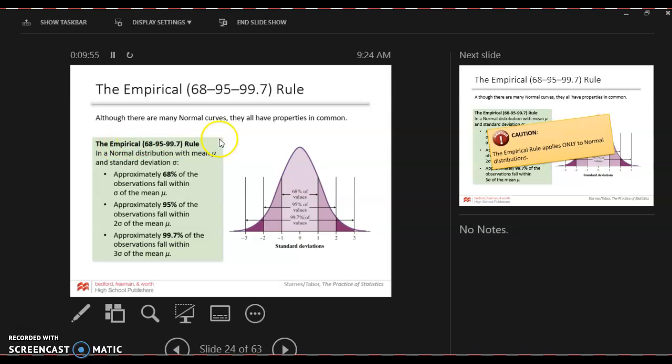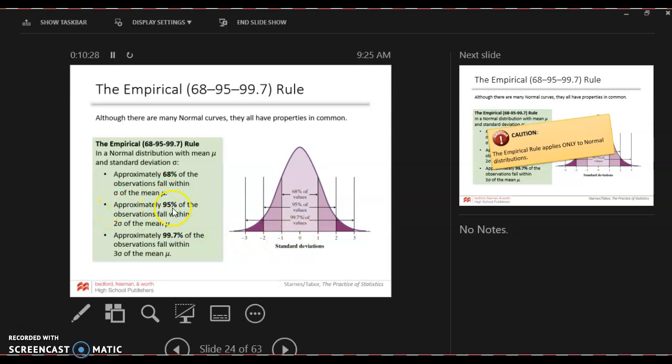So what this empirical rule says: for any normal distribution with mean mu and standard deviation sigma, approximately 68% of all observations fall within one standard deviation of the mean. So if I look at this picture here, my mean is 0, and within one standard deviation on either side, I have 68% of all values. And that should make sense. We expect in a symmetric distribution most people to be around the average.